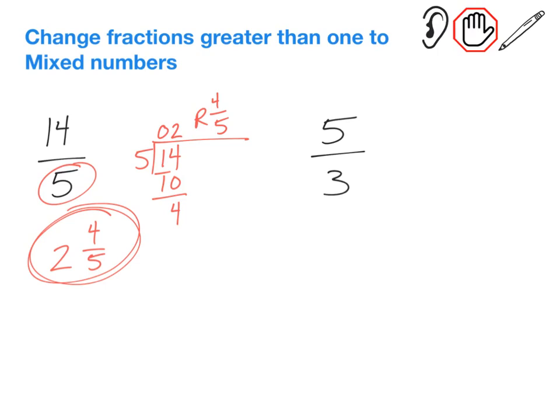Okay, now let's try 5/3. 5/3 is just 5 divided by 3. So 3 goes into 5 1 time. 1 times 3 is 3. Subtract, we get 2. So we get 1 remainder 2. That remainder means we have 2 out of 3. So 5/3 is just 1 and 2/3.